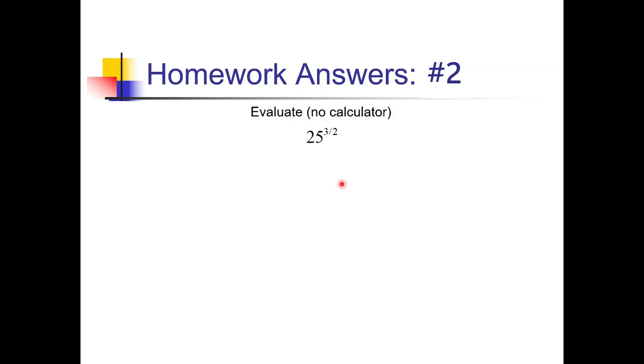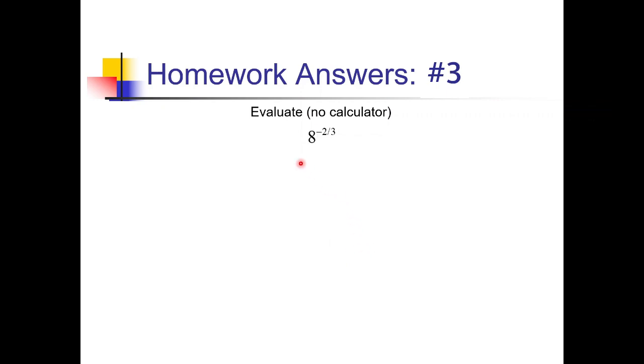For this problem, they want us to do 25 to the 3 halves. I'm going to rewrite this in radical form. So this is going to be the square root of 25 raised to the third power. Root is on the bottom, power is on the top there. Square root of 25 is 5, and cubing that gives me 125.